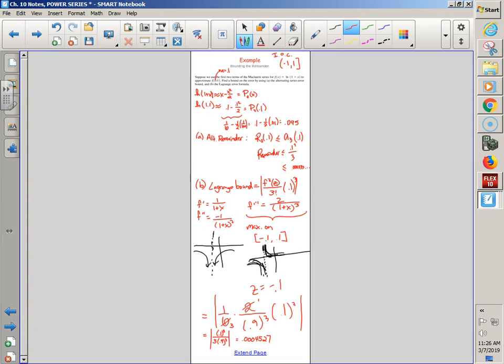What's 1 over x squared look like? Oh, no negatives. 1 over x to the 4th, 6. Sorry, I can't, my palms are in the way.